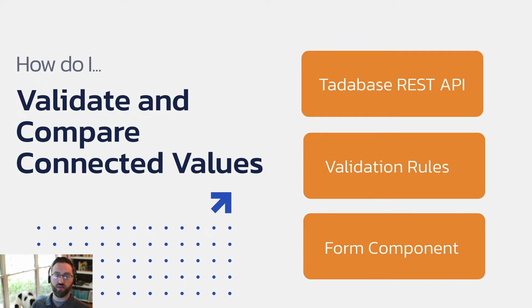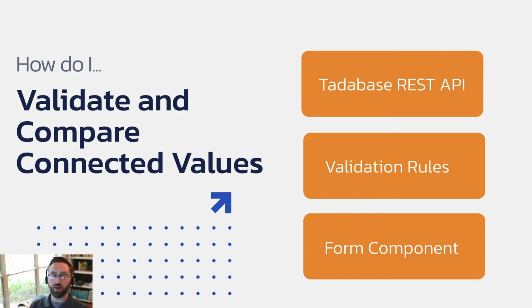Today we're going to be talking about validating and comparing connected values. I'm going to get into a lot more detail about this once we actually get into the builder. But what we essentially want to do is make a comparison between a value that's entered on a form, through an actual form input, and then compare it and ultimately validate against the comparison. And that comparison is coming from a connected record or connected value.